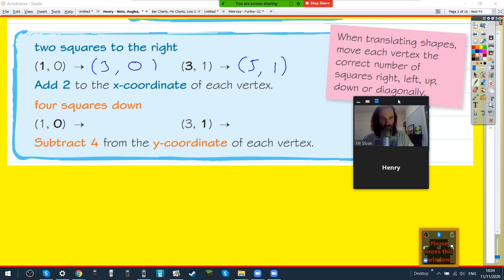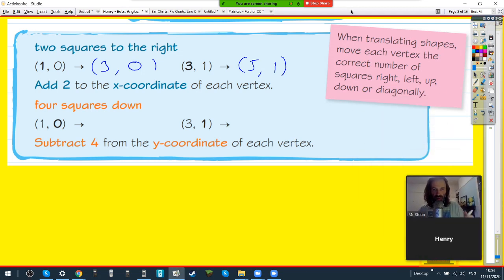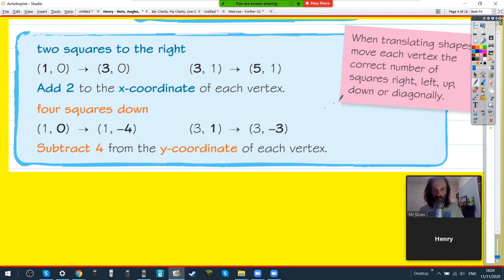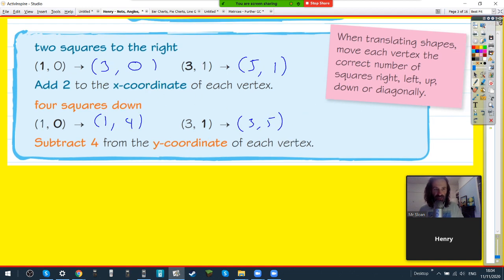1, 4. And the last one, 3, 5. Oh, sorry, this was down 4 squares. So minus 4, minus 5. Minus 1. So minus 5, that would be if it started at minus 1. And 3 and minus 5. That would be 3 and minus 6.